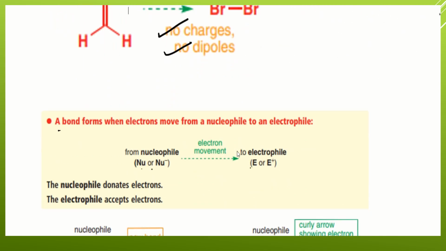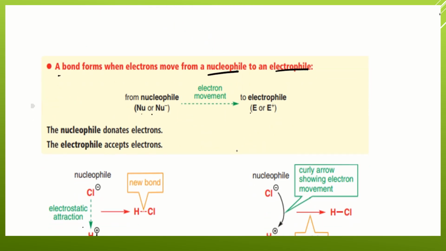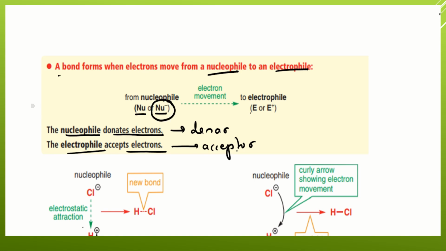So a bond forms when electrons move from nucleophile to electrophile. How is this happening? Let's understand nucleophile and electrophile. The nucleophile donates electrons. Understand, nucleophile donates electrons, so we can say it is a donor, and the electrophile accepts the electrons, so it is an acceptor. Sometimes we write nucleophile as Nu or Nu minus because it gives electrons and gets the minus charge, and electrophile as E or E plus, getting the plus charge.